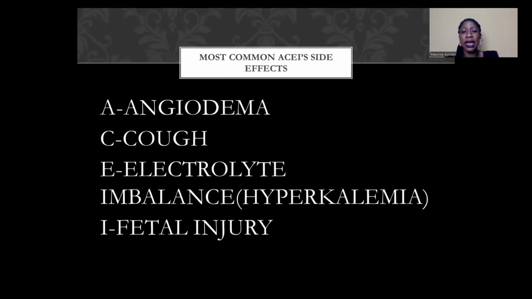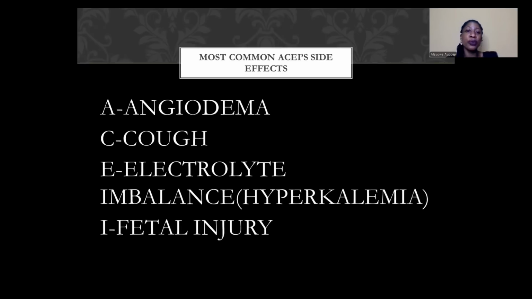Then there will be electrolyte imbalance. There will be hyperkalemia, too much potassium in the blood. The normal potassium level is 3.5 to 5.0. Angiotensin converting enzyme inhibitors make the potassium level increase excessively. So when a patient is on this drug, you have to monitor their potassium level, because too much potassium is not good in the body. When it goes beyond 5.0, it can lead to abnormal cardiac rhythm. It can cause cardiac arrhythmias.